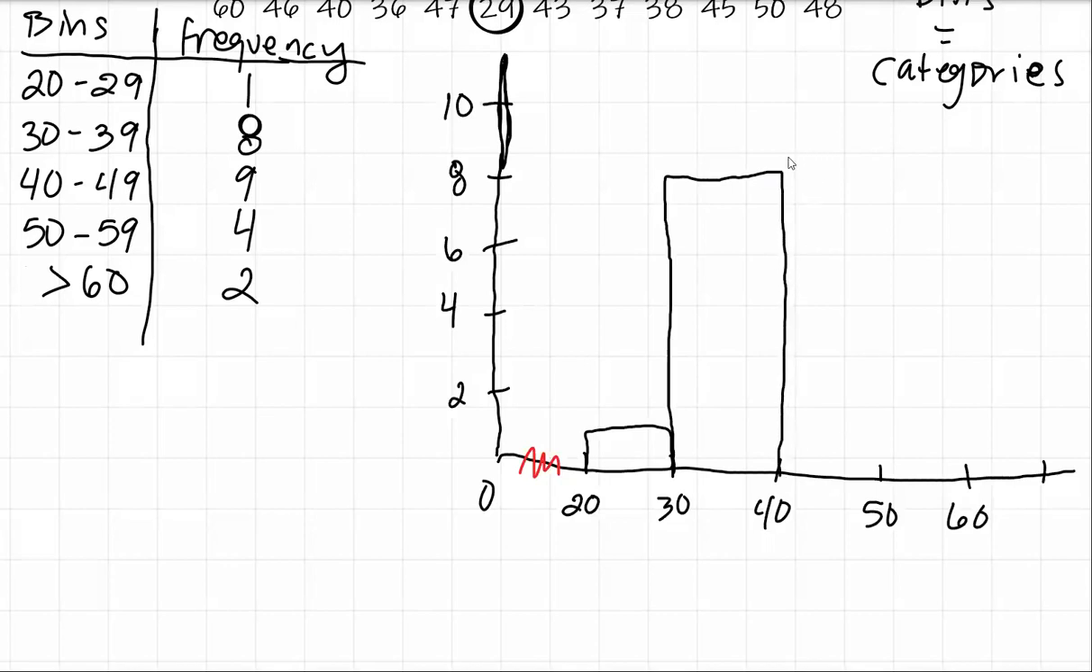40 to 50, that's going to be up to 9. 50 to 60, that's going to be 4, right about there. And then we had 2 in this category. Okay, so there's our histogram, and it meets all the criteria we described above. It's like a bar graph, except all the bars are touching.